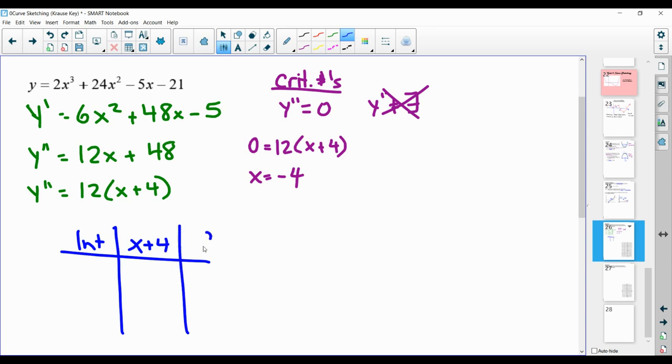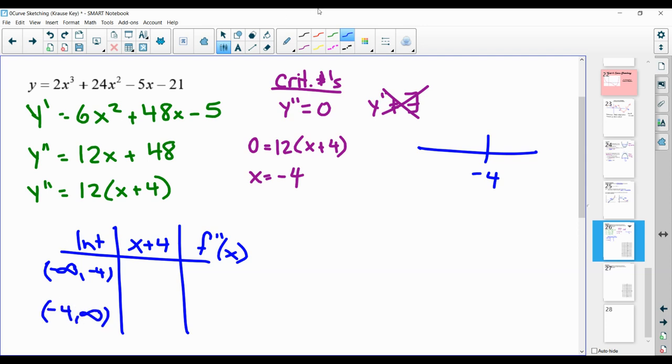And we're looking at what's happening to the second derivative at that point. So our intervals, if we set up our number line here, we have a critical point at -4. So our intervals are going from -infinity to -4 and from -4 to infinity. And so when we're doing this, we're going to always pick a test point. So our test points here, we'll use -5 and 0.